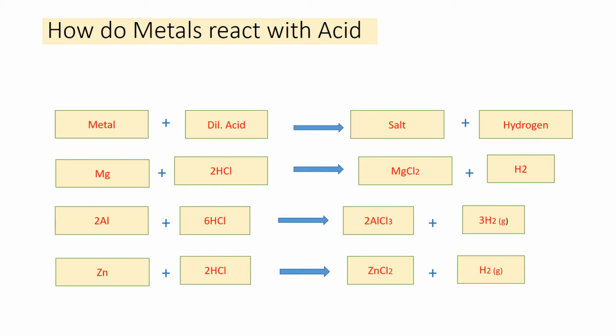Next reaction you can see with aluminium. When aluminium reacts with HCl, it forms aluminium chloride, that is AlCl3. This is the formula of aluminium chloride, and hydrogen gas is evolved here. Then zinc, when it reacts with HCl, forms zinc chloride and hydrogen gas.